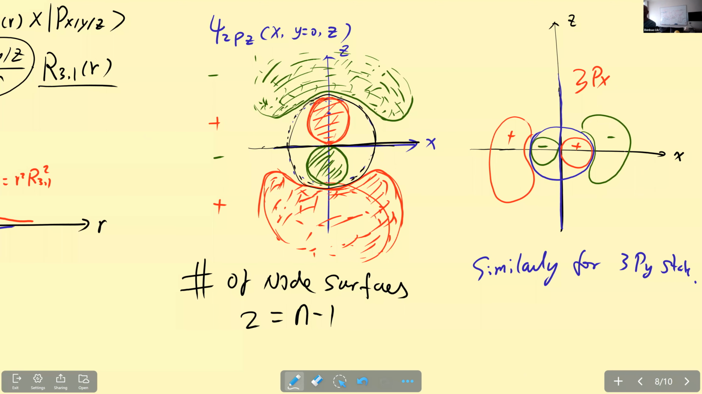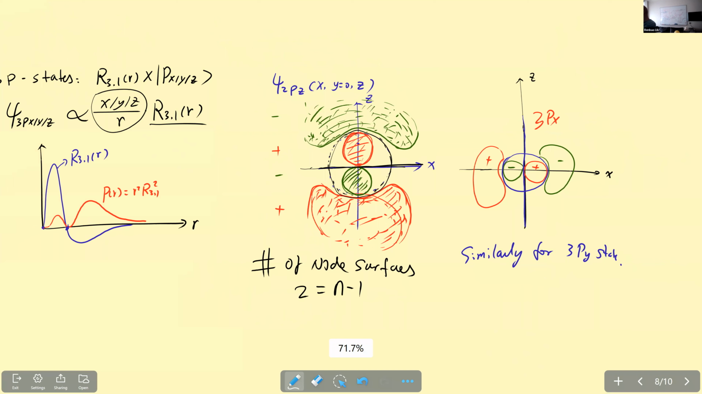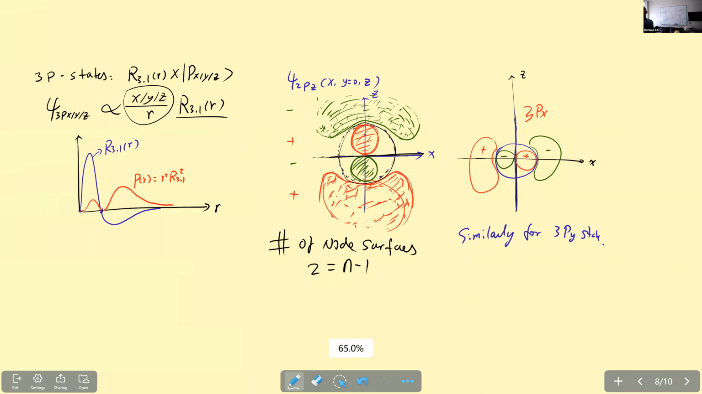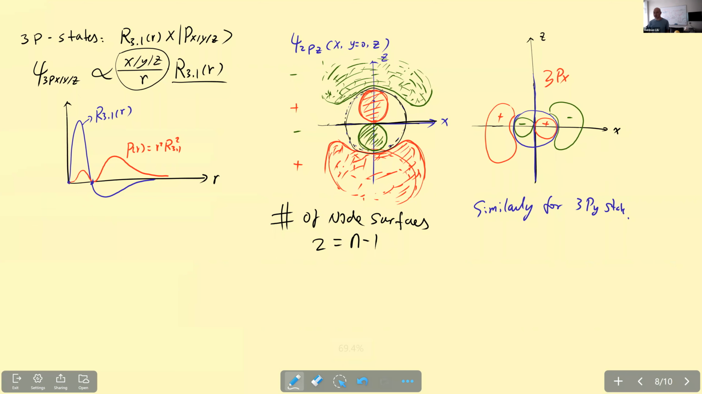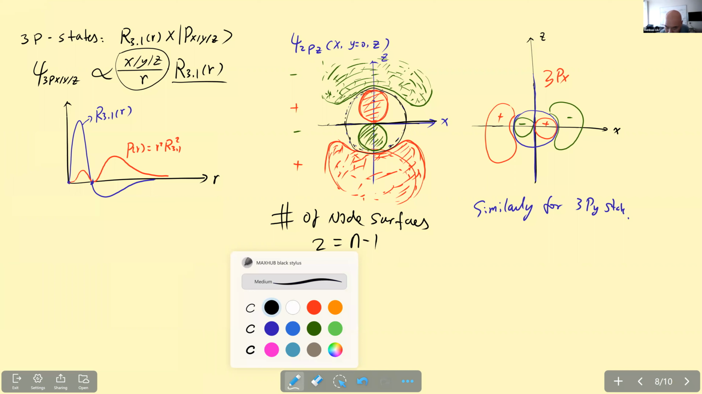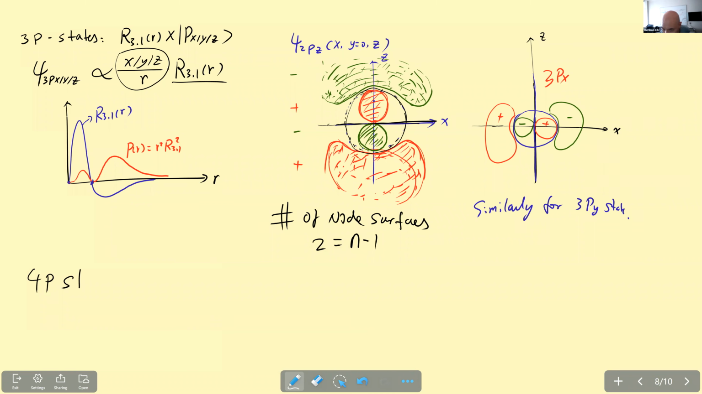Now you can say that this is the case for the 3p states. You can continue this on to the 4p states. If you want to go to 4p states, I'll leave them as detail, but I just draw one picture for you. It's very easy. Let's say 4px, for example.